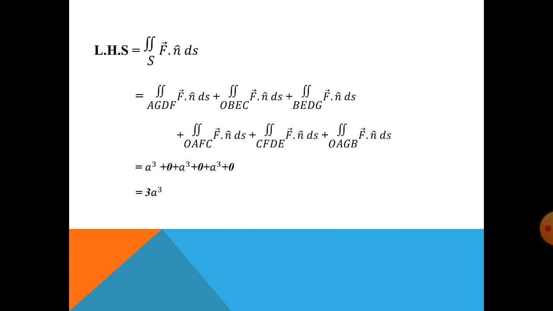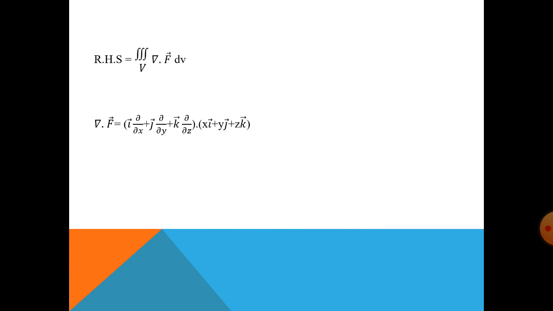That is, the surface integral for the given vector point function is 3a cube. Okay, now we have to prove the volume integral for the same vector point function across the cube, also 3a cube on RHS. First, find the divergence of f vector, that is grad dot f vector.